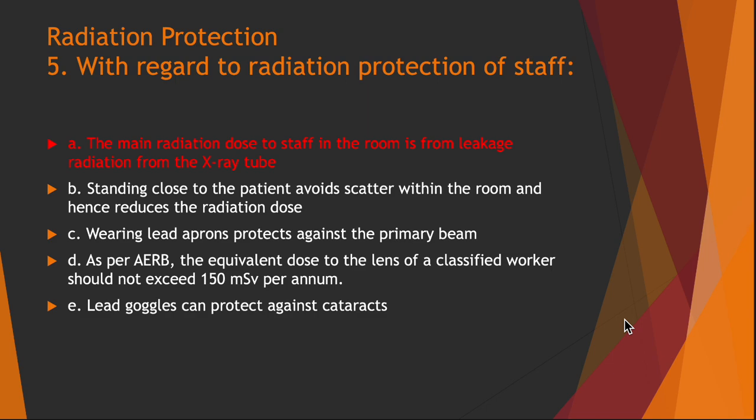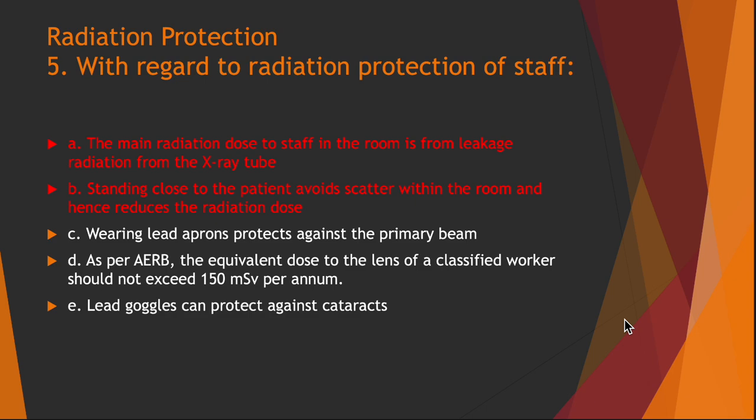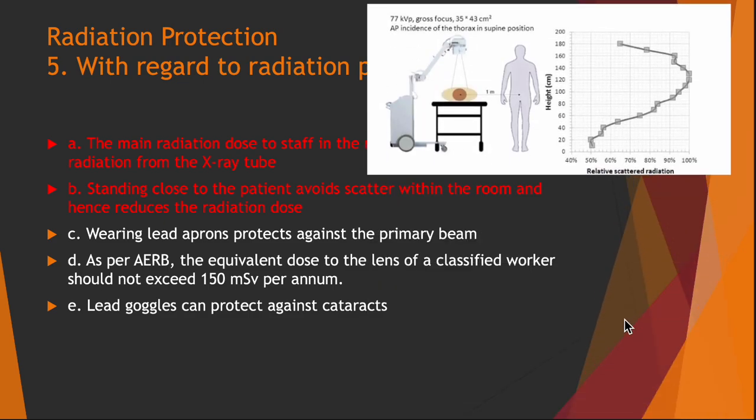Standing close to the patient avoids scatter within the room and hence reduces the radiation dose. Not at all, because the nearer you are to the patient, the higher the chances that you will be getting more scatter radiation. This is just a graph I have put showing, at various heights, the level of scatter radiation produced. The highest, 100% of the scatter radiation intensity, is at the level of the patient. So it's better to wear an apron and stay away from the patient as much as possible.